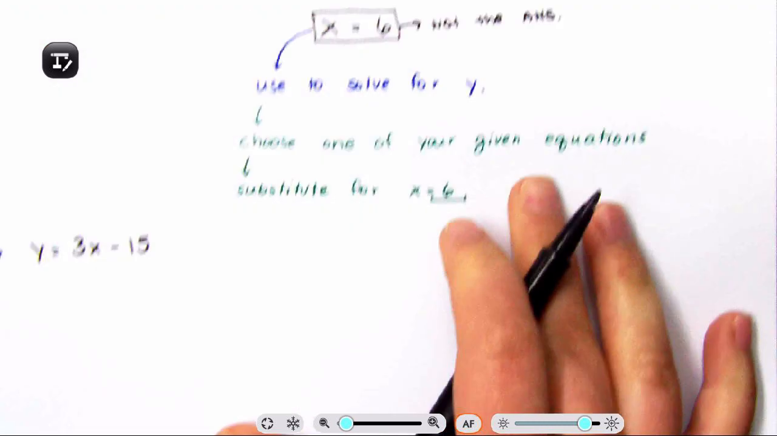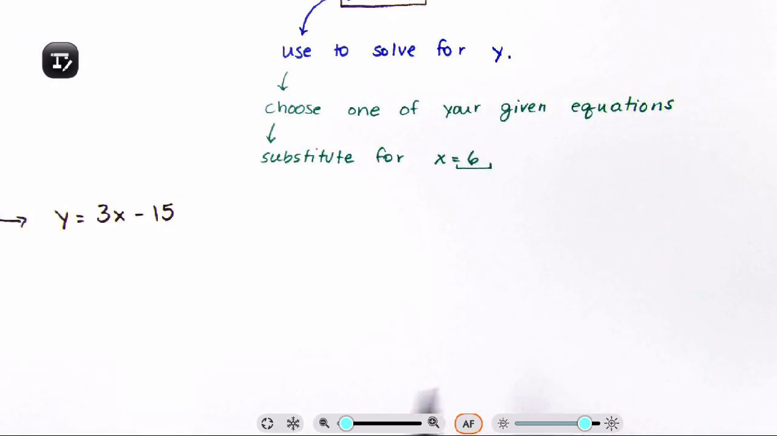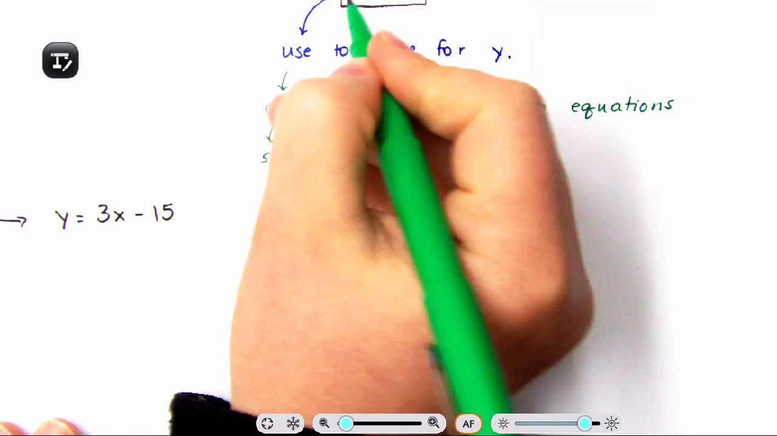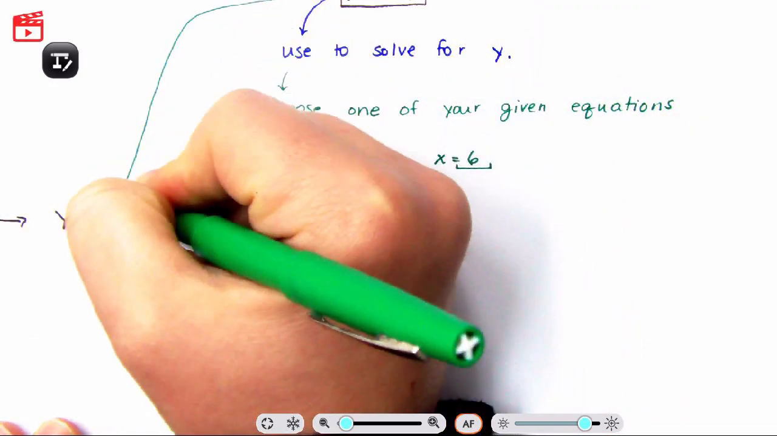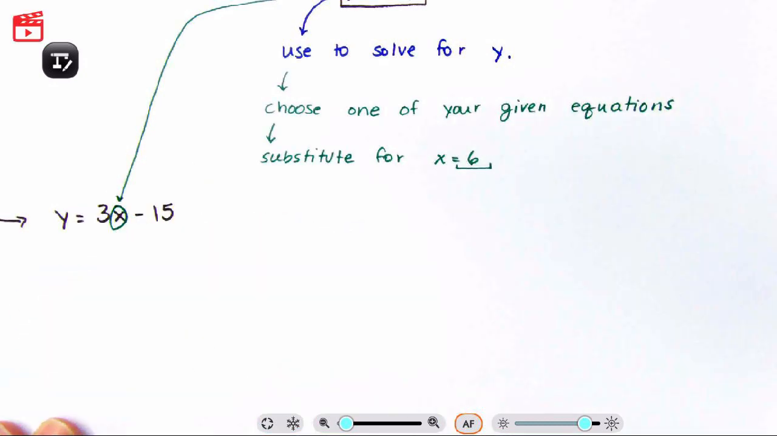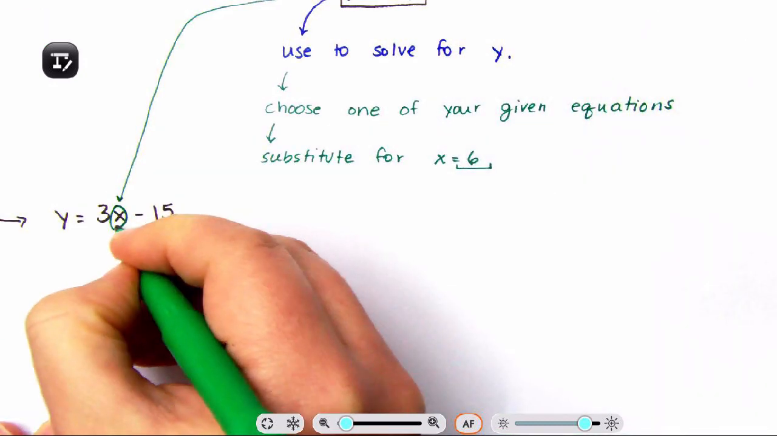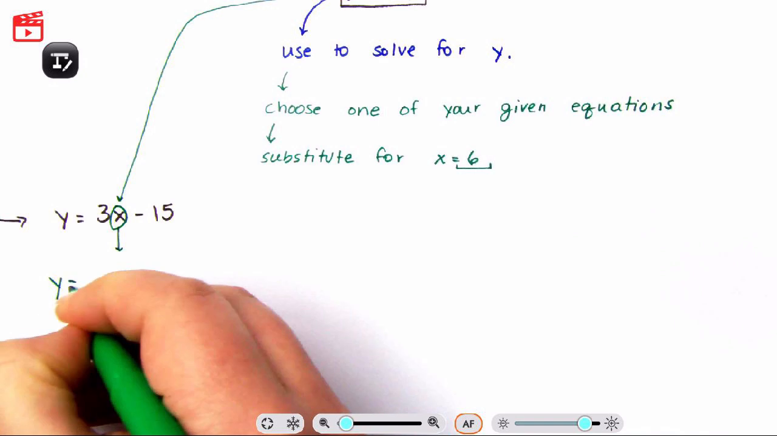Okay, let me shift that up. So we have this one here. This is the one that I chose because it already has y is, and we now are solving for y because we already have an x. So I'm going to take my x value, plug it in, and replace x with my number. So I have y equals 3.